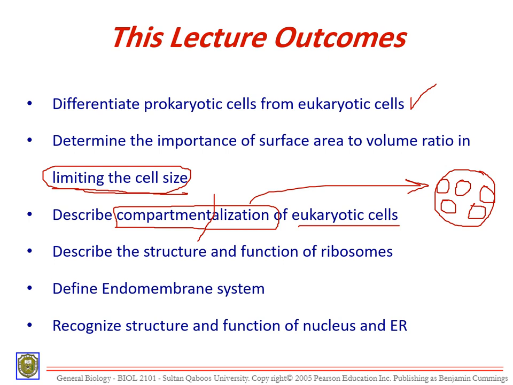We're also going to describe the structure and function of ribosomes, which we already covered in translation. We're going to define the endomembrane system. What is the endomembrane system? What are its components? Then in this lecture we're going to talk about two of them, the nucleus and the endoplasmic reticulum. In the next lecture, we'll continue with the other organelles in the endomembrane system.